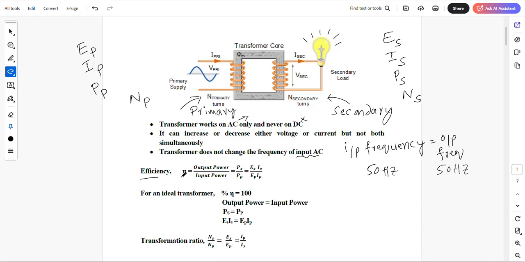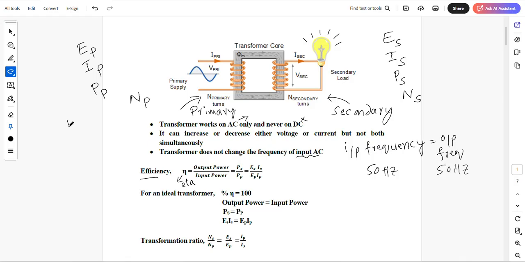What is the efficiency of a transformer? This is called ETA. ETA symbol. Efficiency is given by ETA is equal to output power by input power. This we have seen in the previous videos also. What is efficiency? It is nothing but output power by input power, that is PS divided by PP, which is equal to ES into IS divided by EP into IP.